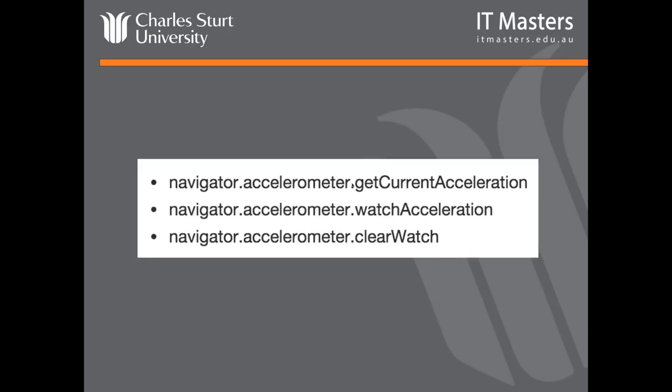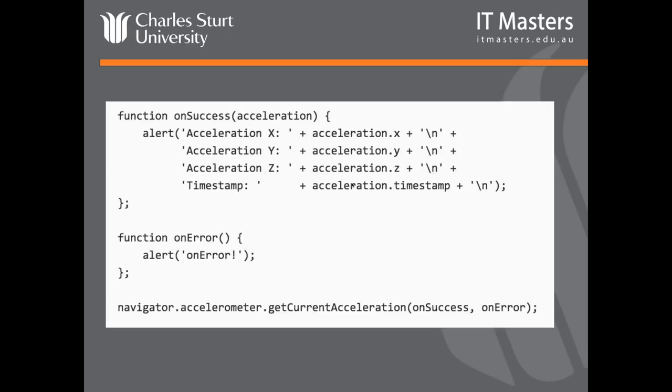All right, so in terms of using accelerometer, these are the things you can do. You can find out how fast you are currently accelerating. You can choose to watch it, which is basically letting you know when there's going to be a change in acceleration, and then you can also clear the watch as well. So let me show you an example. So get current acceleration. If you call this, this will then return to you how fast we are currently accelerating in one of those three directions and the current time.